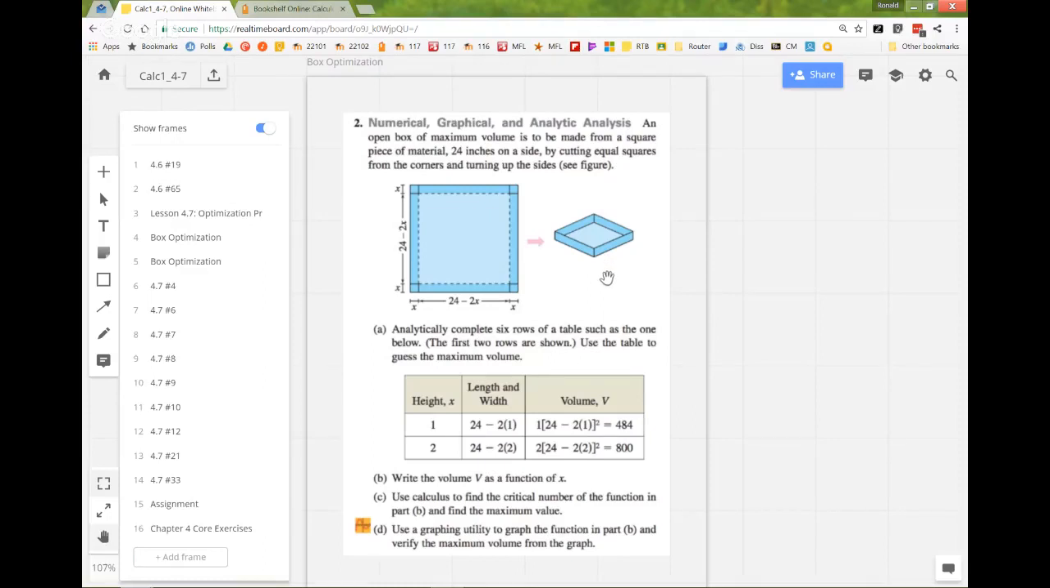So the question is, and I'm going to go right, they've got all this preliminary stuff, but I'm going to go right to part C. Use calculus to find the critical number of the function in part B and find the maximum value. So in other words, what is the size of X, that little X corner, 2 by 2, 3 by 3, whatever it is, what's the size that will maximize the volume of the box? Volume.